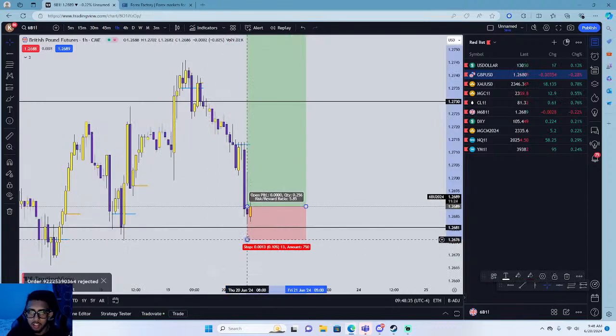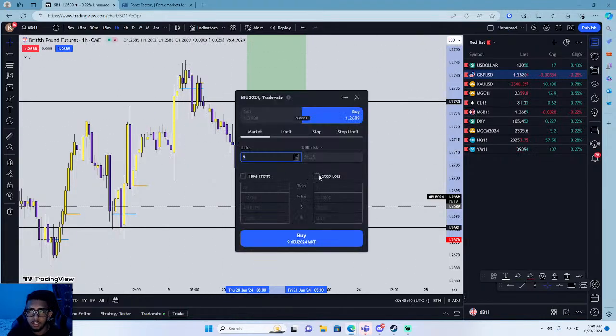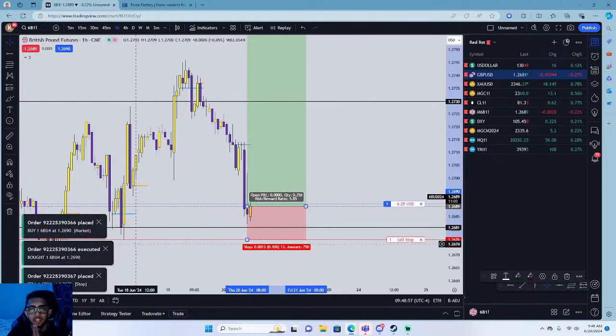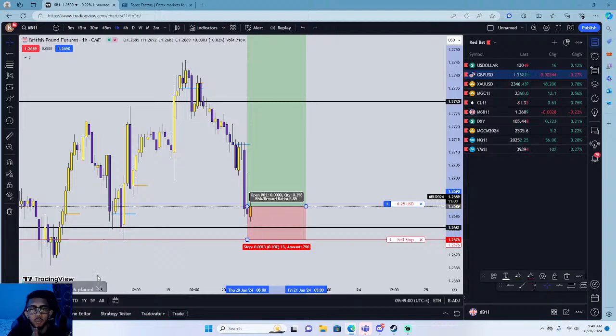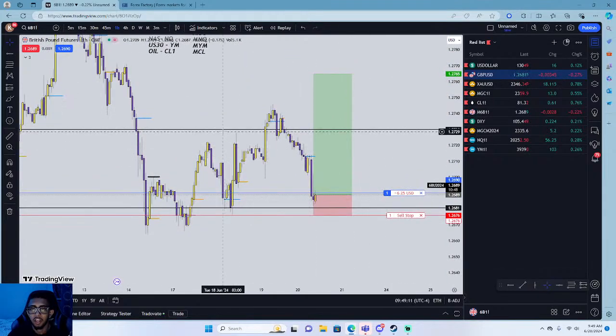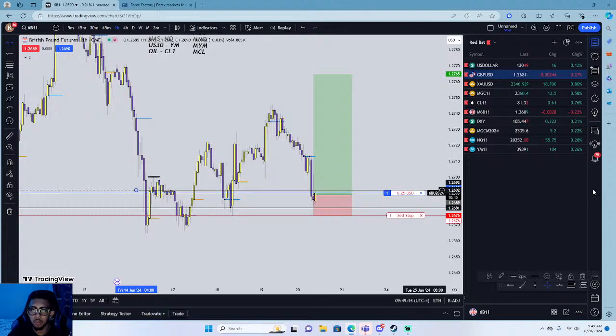You've got to take it. Order filled. Just to keep the risk low, I'm definitely not putting more than one contract on this position because it is a low risk, high reward trade setup that we're looking at. I'm going to go ahead and drop this inside of the Discord as well.